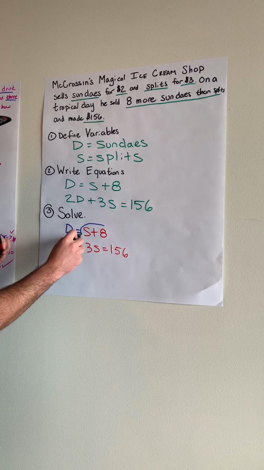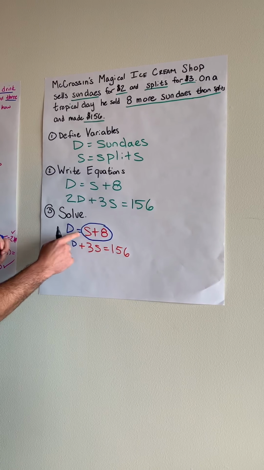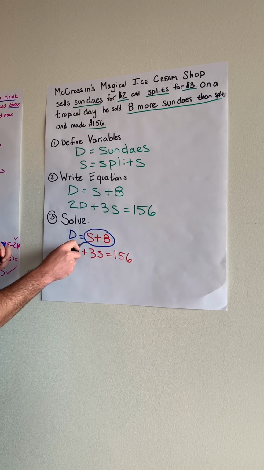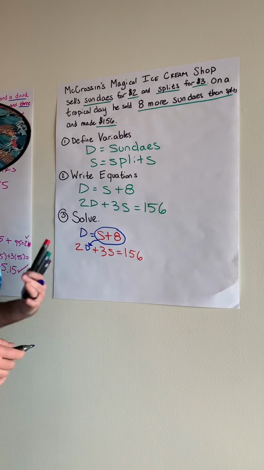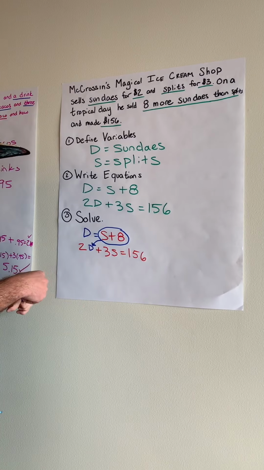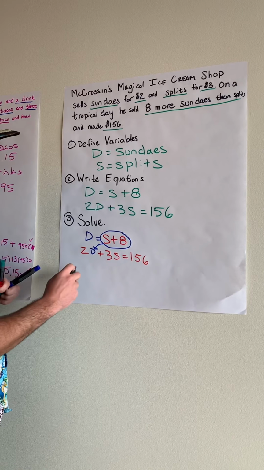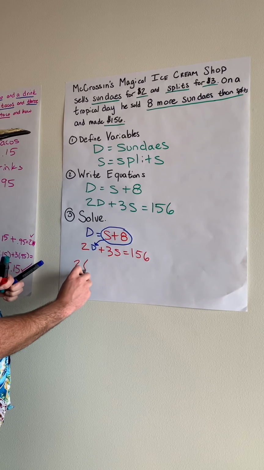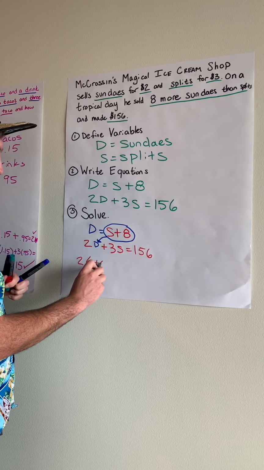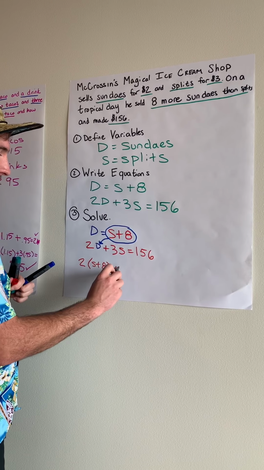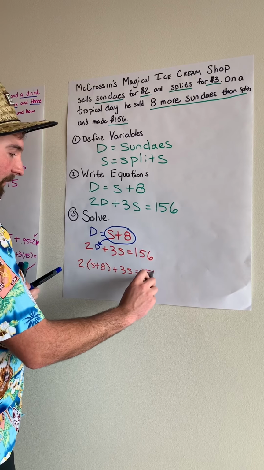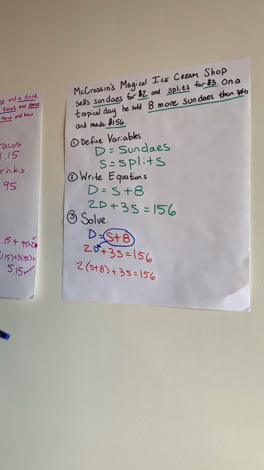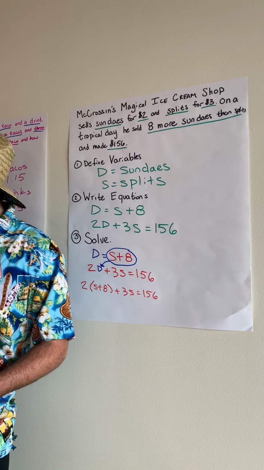Now, you might notice I highlighted both these D's in blue, and that's because what I can do is take D equals S plus 8, and plug it in for that D in the equation. That's called substitution, which will give me this equation here: 2 times (S plus 8) plus 3S equals 156. I can now solve this.